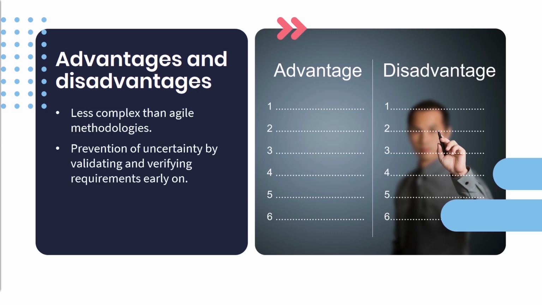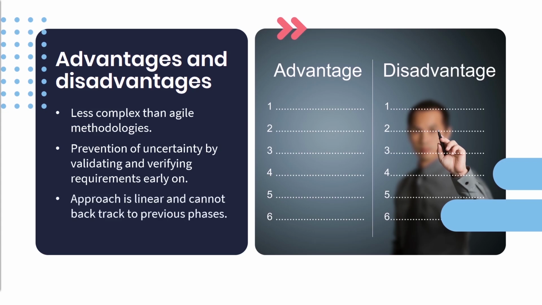And again, this goes back to the earlier point we made, that if a client is pretty much certain where they're going with their system, or what it is that they want out of the application, then the prevention of uncertainty makes it easier to validate and verify that you're on the right track and that you're meeting the requirements from the get-go. Now, there are also disadvantages.